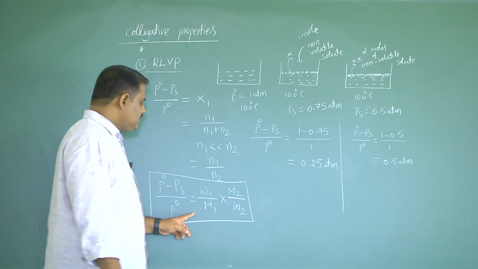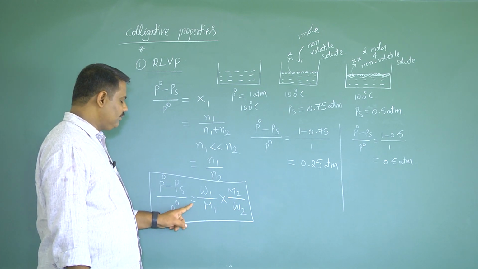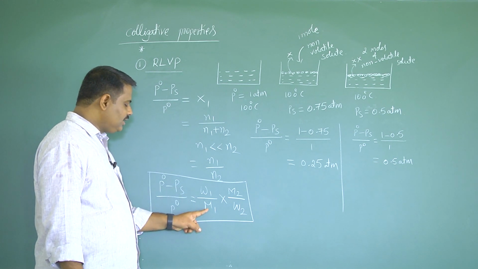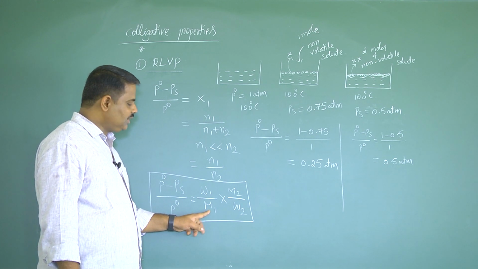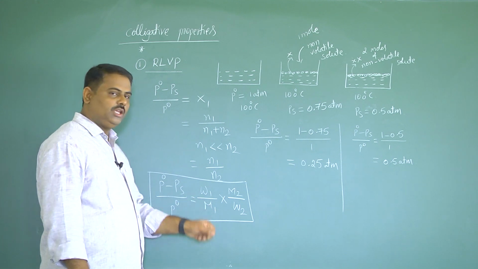And this is the formula for relative lowering of vapor pressure, where this relative lowering of vapor pressure is inversely proportional to molar mass of the solute. By using this formula, we can calculate molar mass of any given solute.